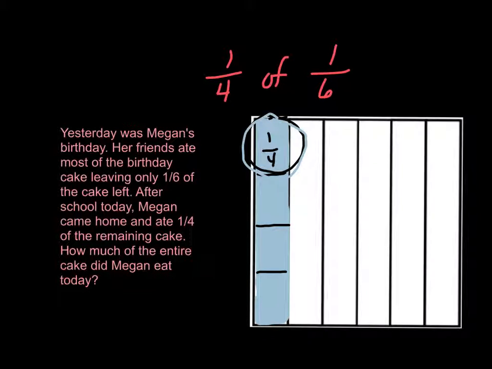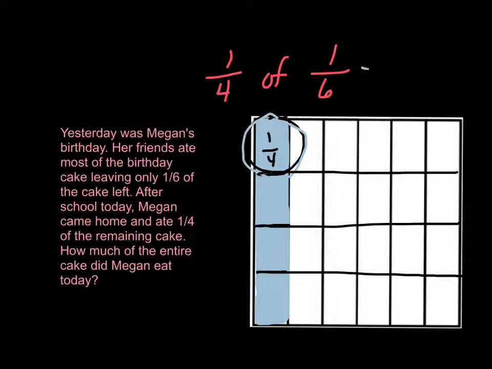However, I have to find out how much of the entire cake she ate, so I would have to divide the entire cake into 4ths. And that will tell me how many equal pieces I now have. So, she ate 1 of those pieces, but now, instead of the cake being broken into 6ths, it's broken into 24ths. So the amount of cake that Megan ate today is 1/24.